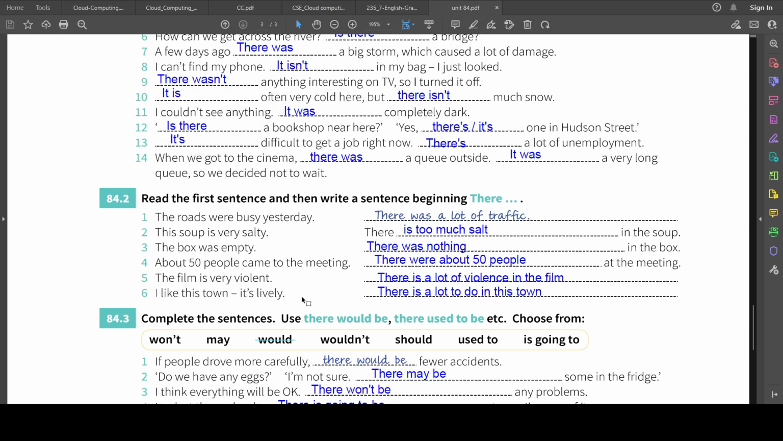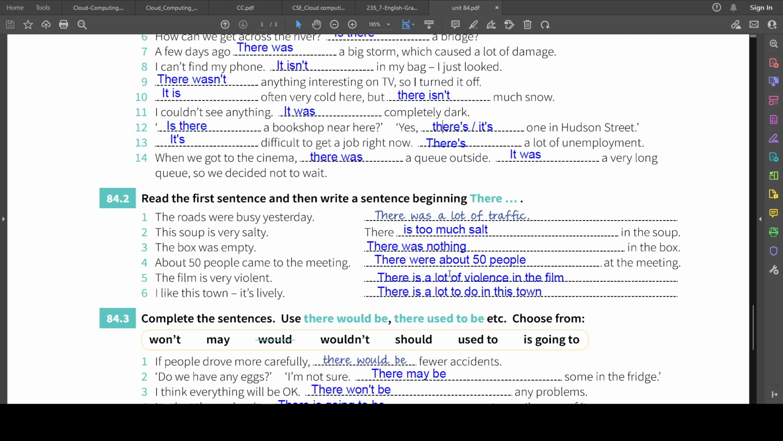The next one. About 50 people came to the meeting. There were about 50 people at the meeting. The place is very violent. There is a lot of violence in the place. I like this town. It's lively. There is a lot to do in this town.